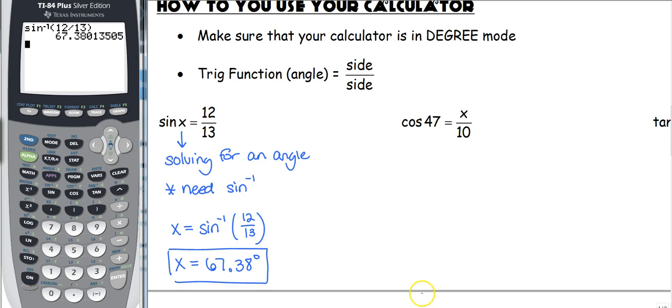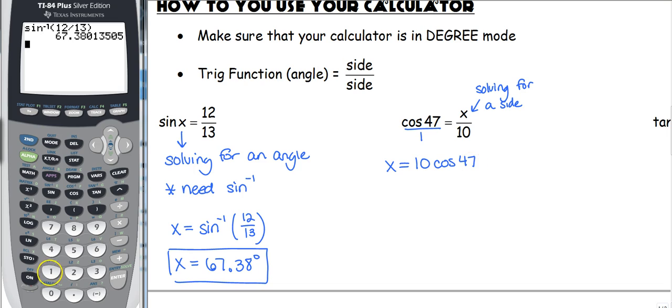When we go to our second one, we've got the cosine of 47. So remember, 47 is your angle measure, is equal to x over 10. Here's my x. That means I'm going to be solving for a side length. And if I'm solving for a side, then I use my regular button, sine, cosine, tangent. But I want to get x by itself. You can look at this as a proportion. So if you cross multiply, you get x is equal to 10 times the cosine of 47.